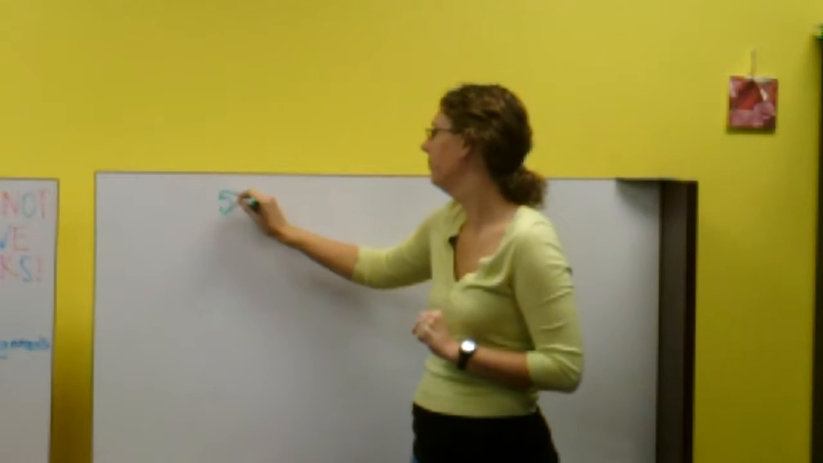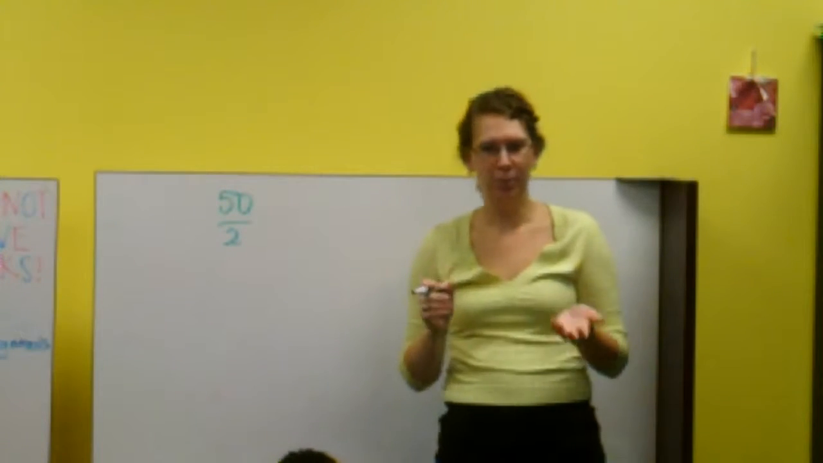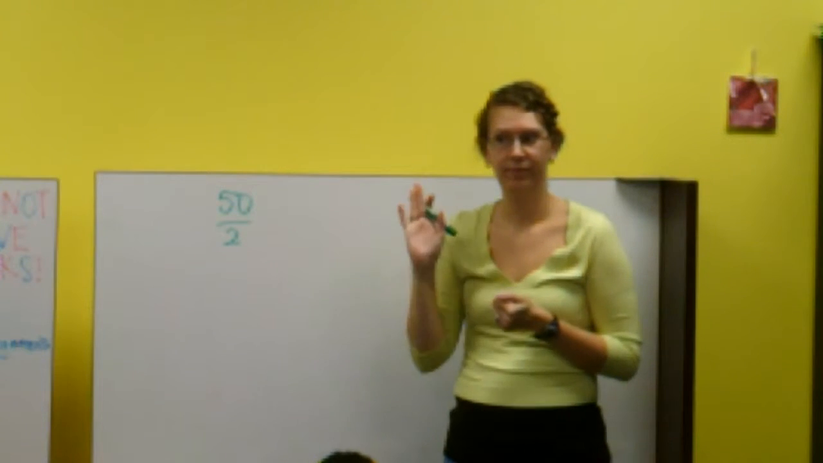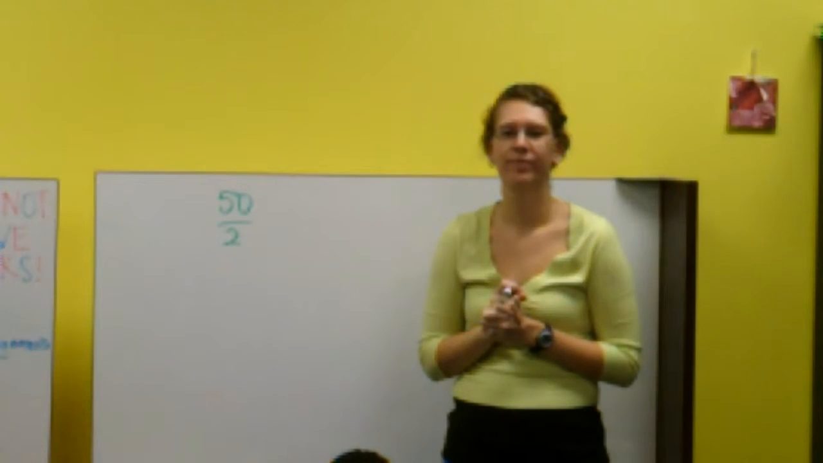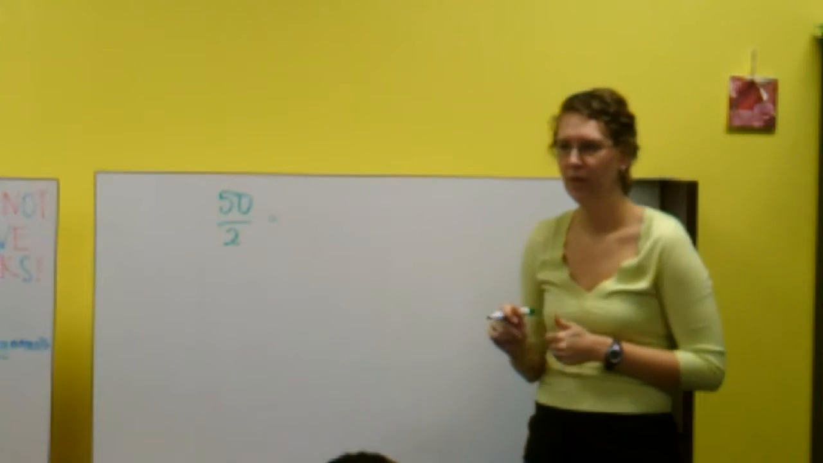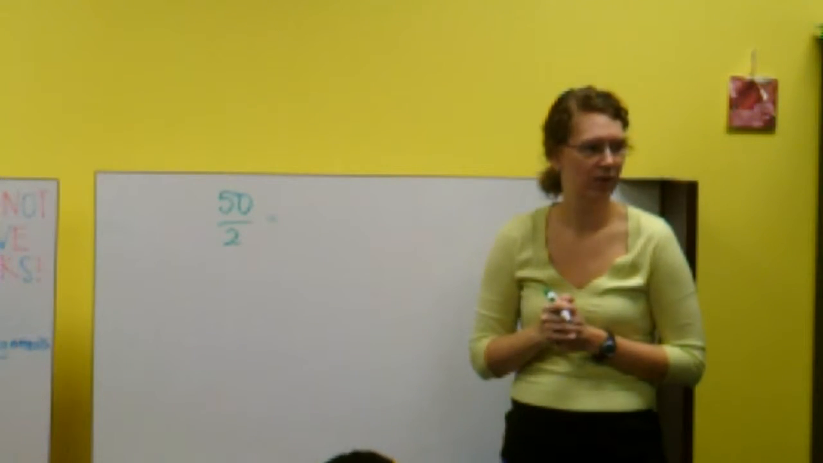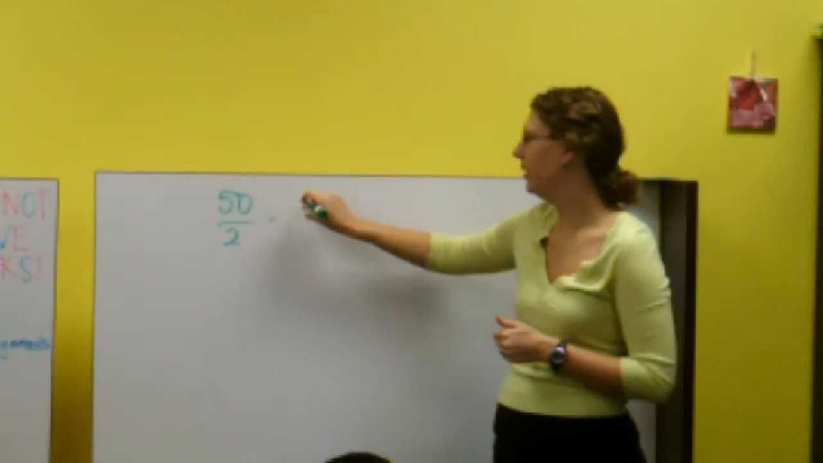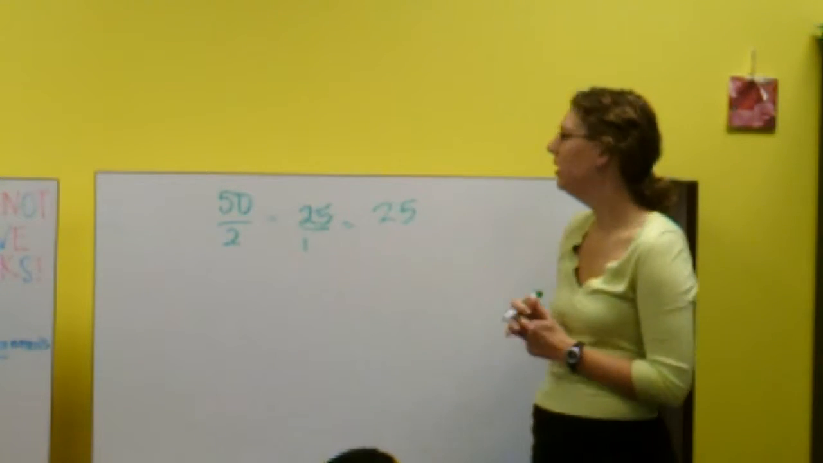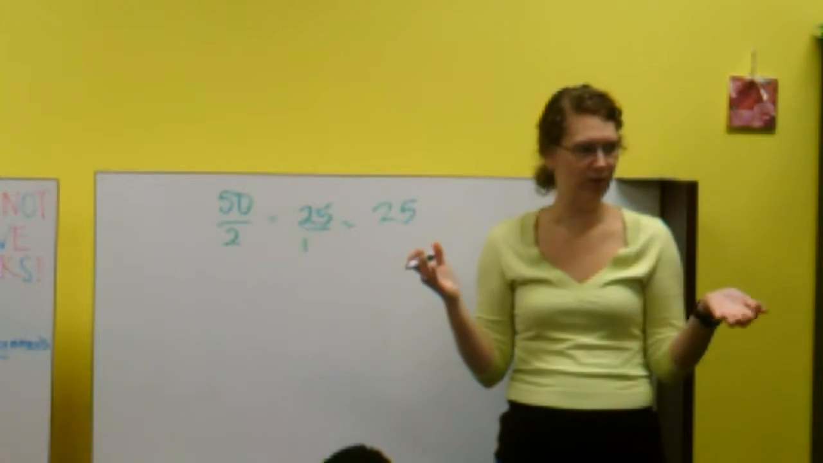50 over 2. Good. Alright. We said answers are okay in improper fractions as long as what? It's in the lowest terms possible. So what would we need to do to this fraction? Divide by 2. 50 divided by 2. And we know that that happens equally. So 25 over 1, which is just 25. Okay? So let's pick an improper fraction that we can't reduce.